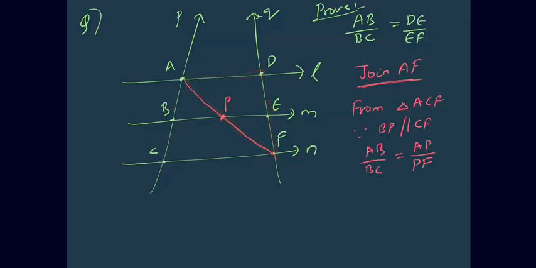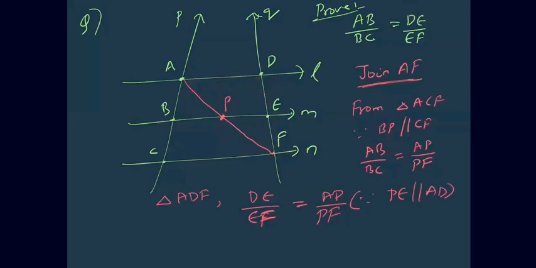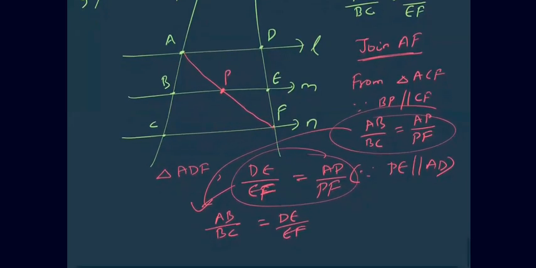Now consider this triangle, that is ADF. From triangle ADF, you can notice that DE over EF is same as AP over PF, because PE is parallel to AD. So if you combine these two equations, then you can directly say that AB over BC must be equal to DE over EF. Okay. So I hope this is clear.